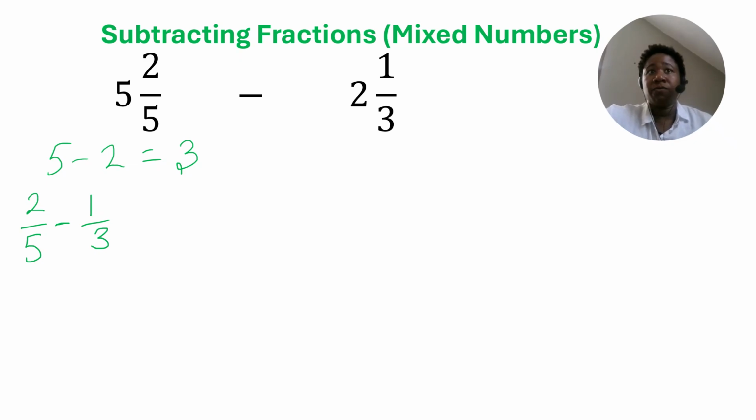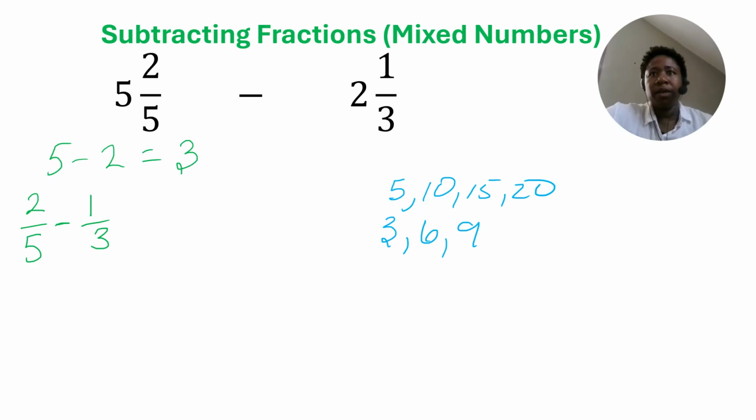All right, so we're going to take the first denominator and find the multiples of that. 5, 10, 15, 20. I'm going to stop at 20. So the second fraction, the denominator is 3. So 3, 6, 9, 12, 15. So we realize that the lowest common denominator will be 15. So both fractions have to be rewritten with a denominator of 15.